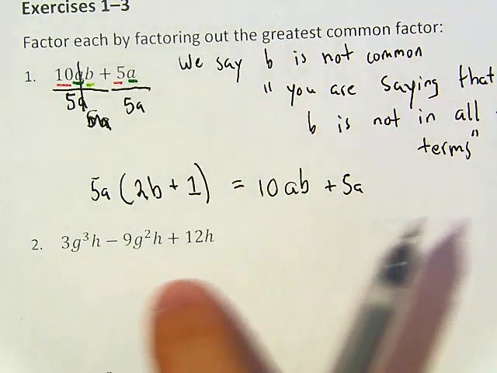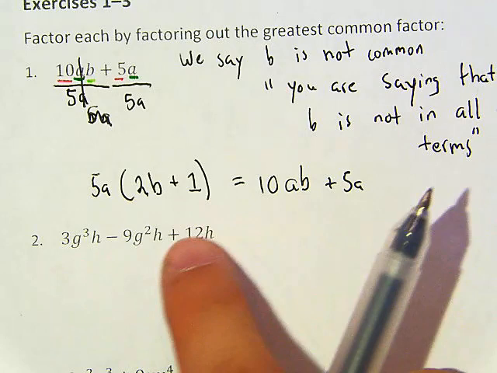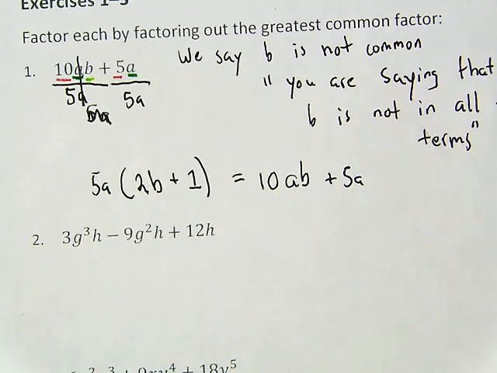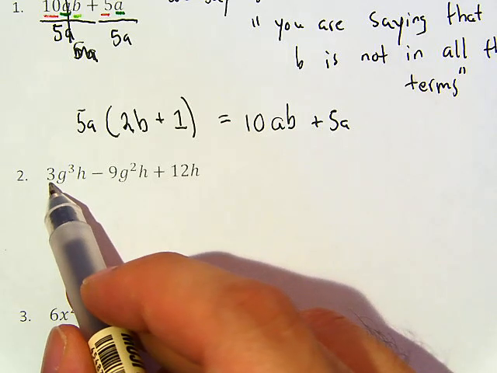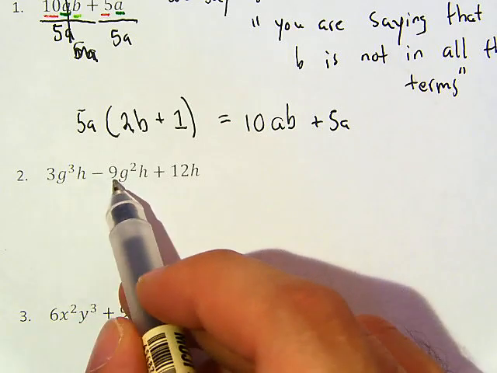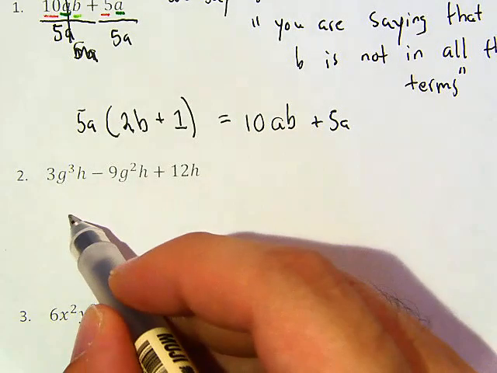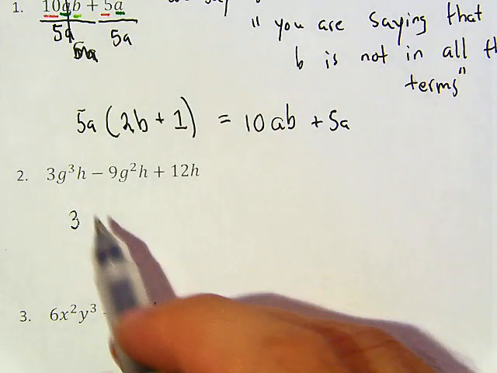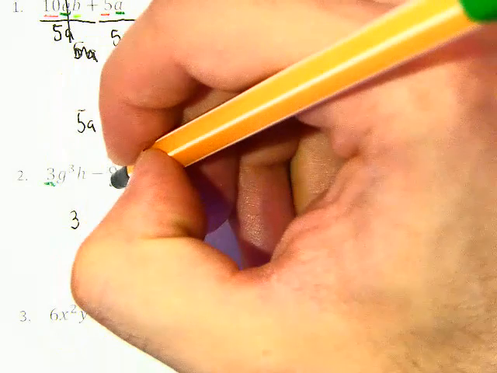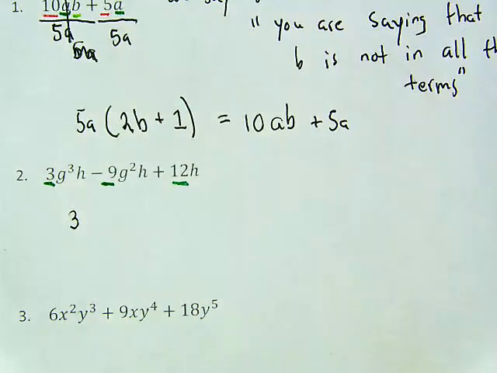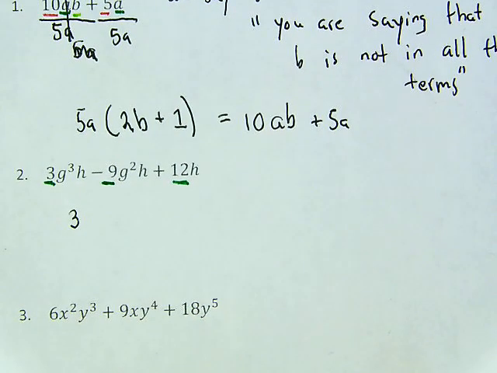Let's try and do this part over here. Factor out the greatest common factor for this one. And let's take a look over here. What's the greatest common factor of 3, 9, and 12? The greatest common factor is 3. So, my bad, let me just do this. 3, 9, and 12. Okay.